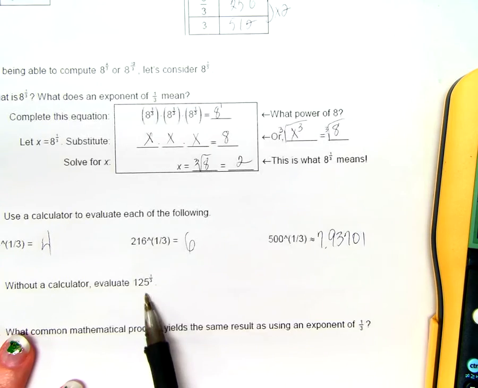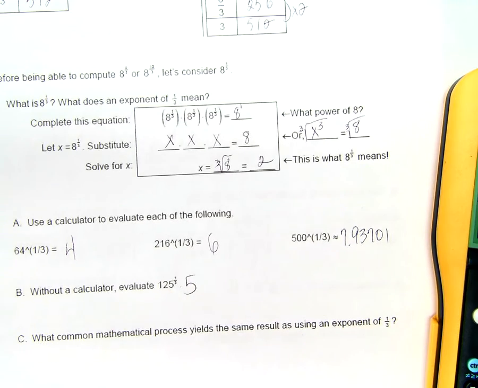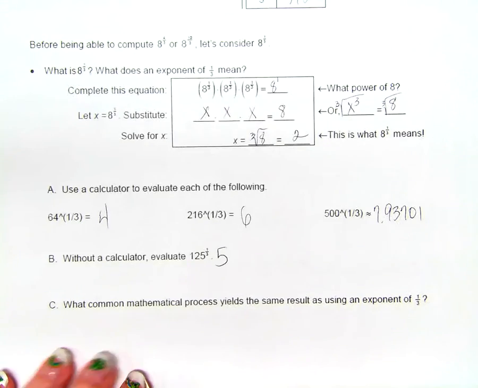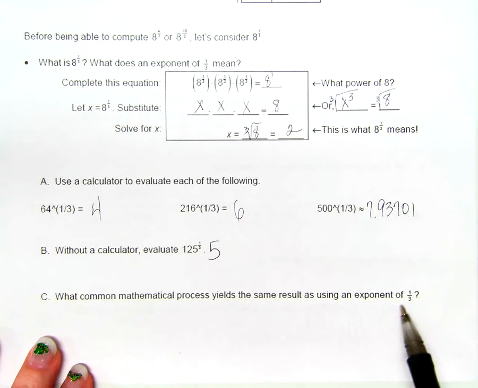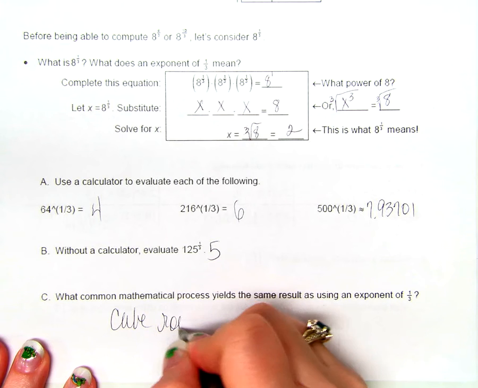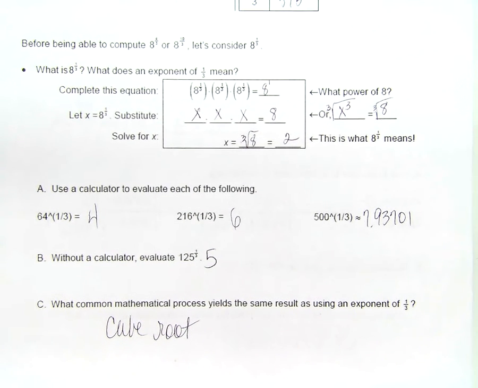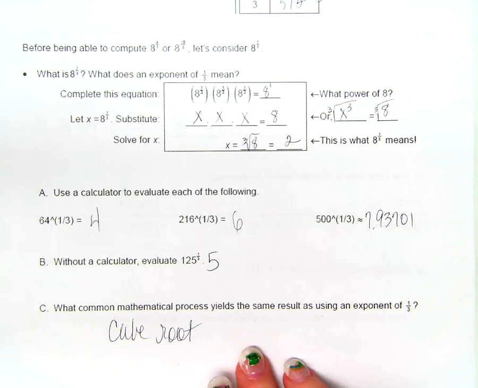Without a calculator, tell me what 125 to the 1/3 power is. 5. How do you know that? What common mathematical process yields the same result as an exponent of 1/3? Okay. So if something's being raised to the 1/2 power, that's the same as square root. If something's being raised to the 1/3 power, that's the cube root.